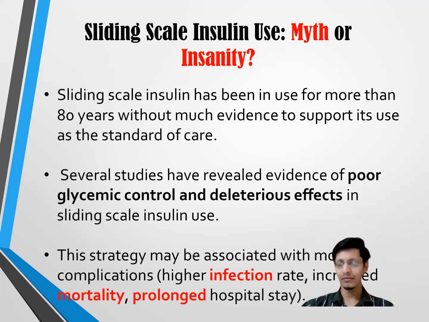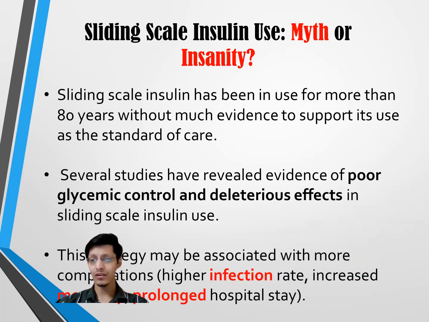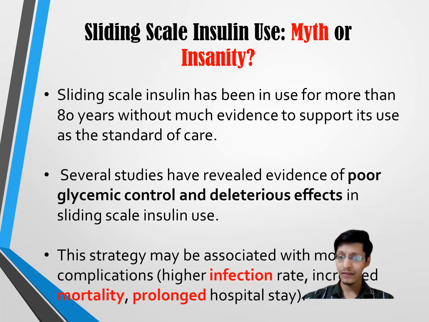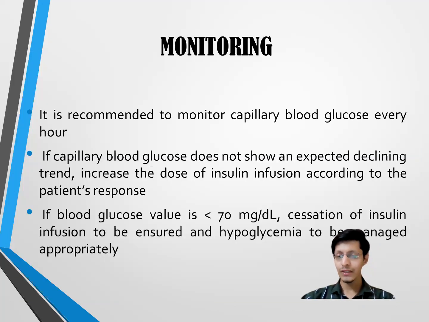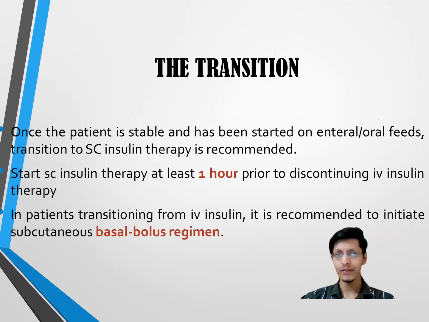A sliding scale is not used right now. Why? One, it causes a lot of infection. Second, it causes increased mortality and a prolonged hospital stay. So do not use it. Let's remember this: do not use the sliding scale. Do not make it into practice. It looks easy, but the effects on the patient come very late. So do not try this. Monitor. If it is less than 70, you have to give the patient D25.